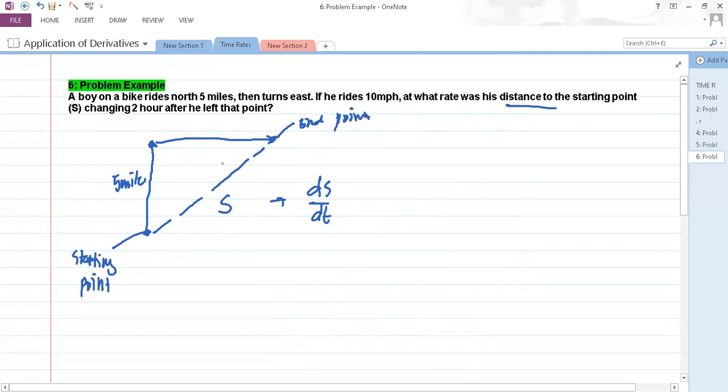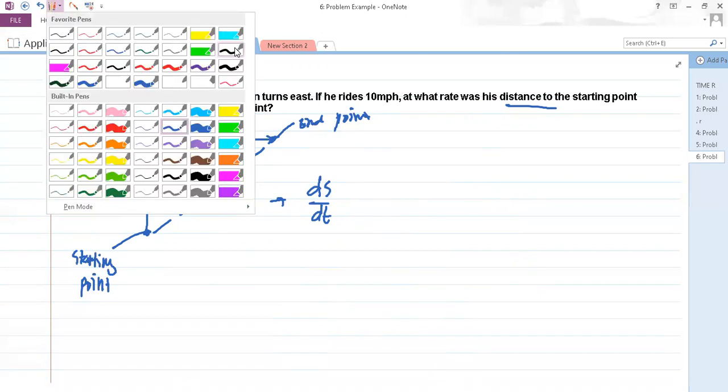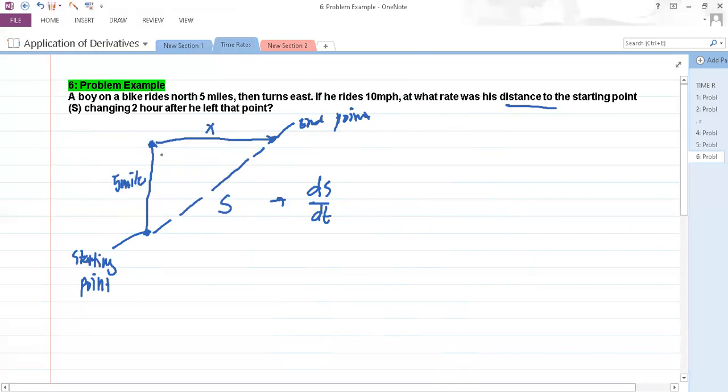Okay, so if this is s, this is 5 miles, hindi mo pa alam kung ilan yung nilakbay niya doon sa horizontal nung nag-turn east siya. So let's say we denote this as x. So again, this is a right triangle, Pythagorean theorem. We can derive our equation, that is s squared equals 5 squared plus x squared. Okay, so that is our equation.